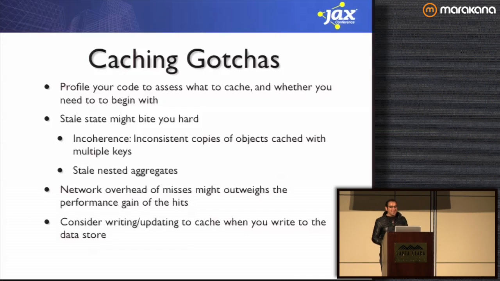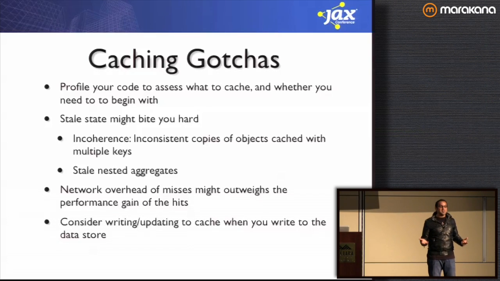Also, stale data might bite you hard. When there is an incoherence, an inconsistency between the actual data in the database, which is the truth, and the cache in front of it that you use. This might easily happen in two cases. Let's assume that you cache these objects, you would like to look up these employees by their last name, and you would like to look them up by their ID as well. So when you evict the ID 123, but you forget the object with the last name in the cache.